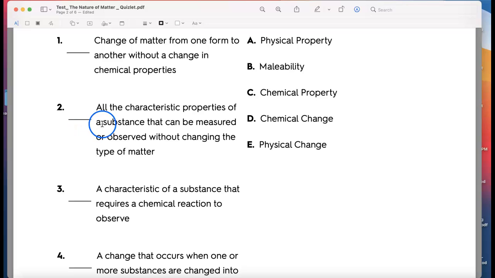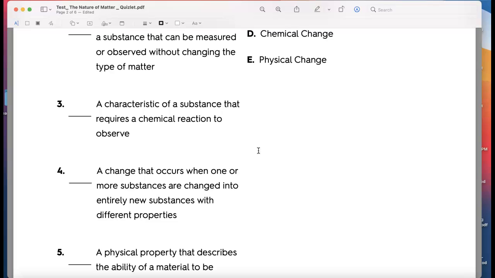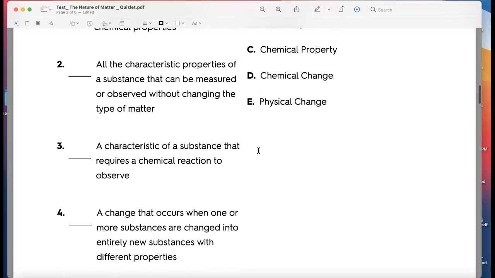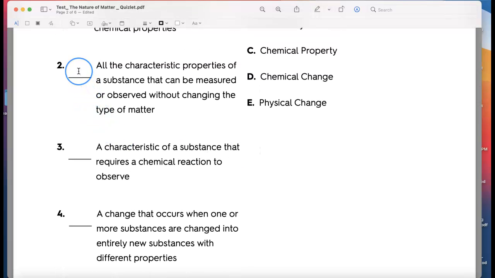Number 2. All the characteristic properties of a substance that can be measured or observed without changing the type of matter. Is that A, physical property, B, malleability, C, chemical property, D, chemical change, E, physical property? Or I'm sorry, physical change. E is physical change. Whatever you think is the correct answer, you place it on the blank for 2.